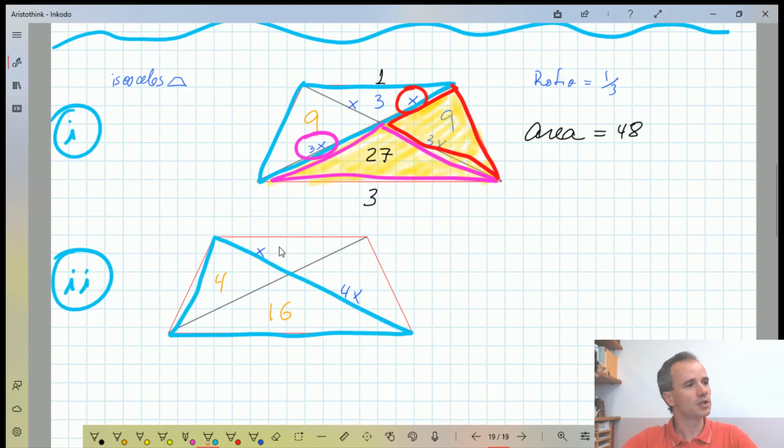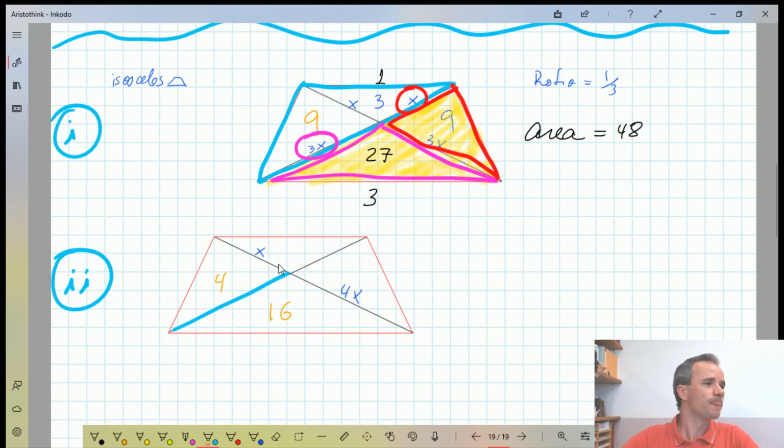Okay? So actually divide, right? This is one triangle and this is the other triangle. You see? So we can safely say that. Let me erase this one. So this is x, this is 4x. Good. We are starting to see things.